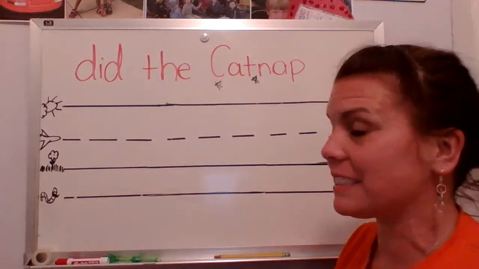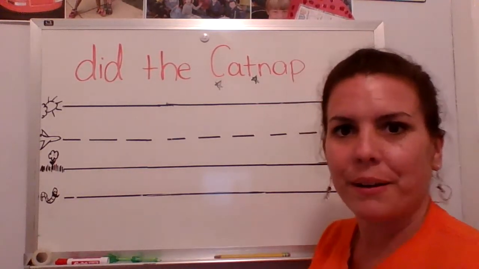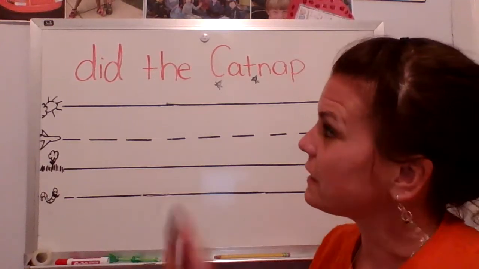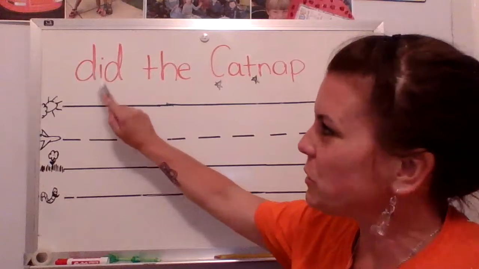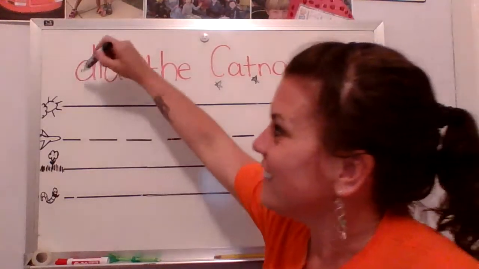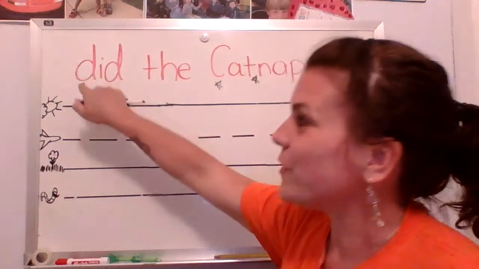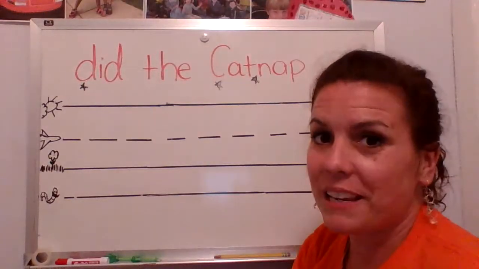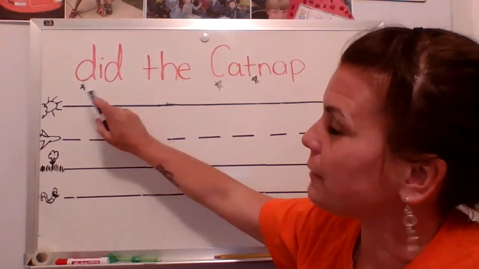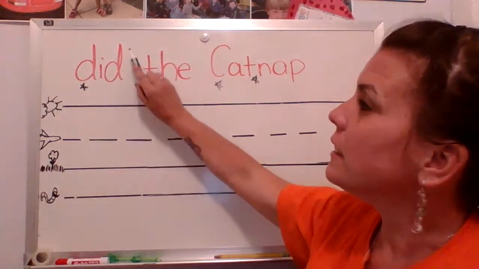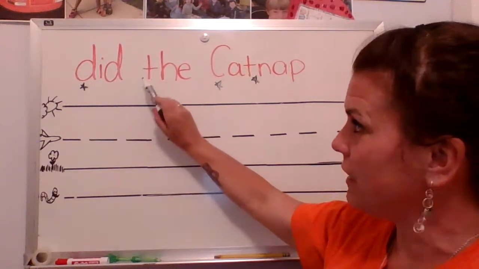Now we know what it says. Did the cat nap? Now we need to go back and check for mistakes. So let's go back to the first word in the sentence. Did. Now what do you notice? What's missing here? The first letter in the sentence is supposed to be uppercase. This should be an uppercase letter. So we'll go back and we'll fix that. Did. Nice space. That looks good.